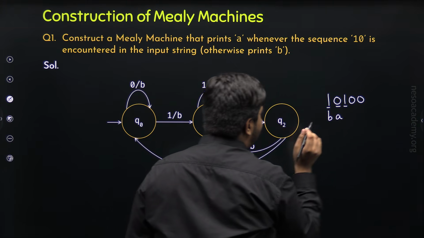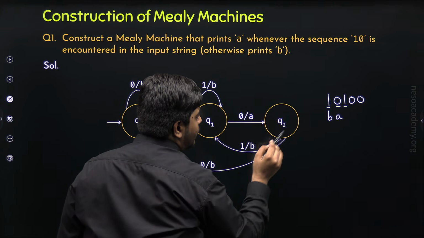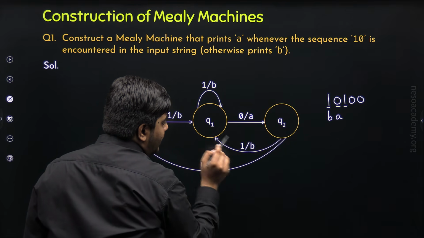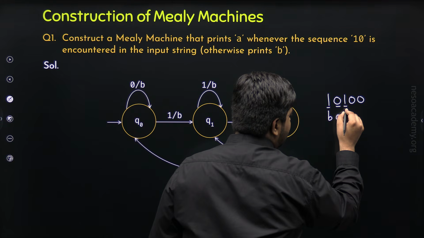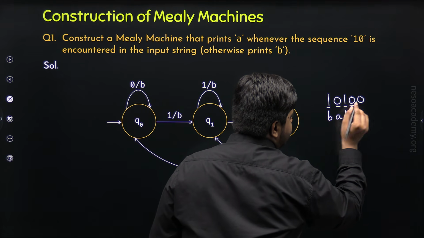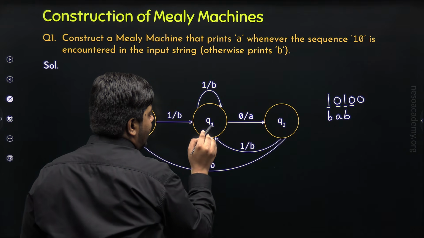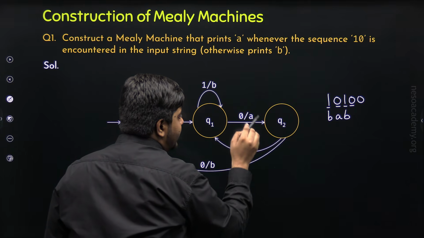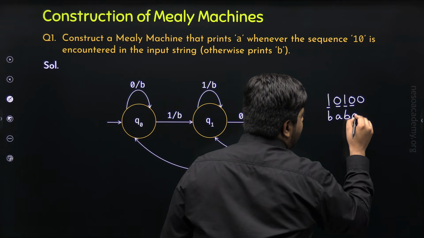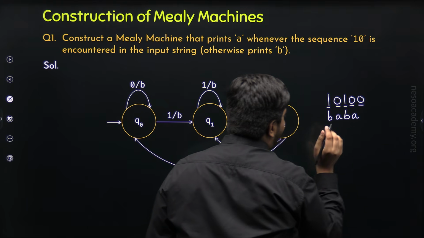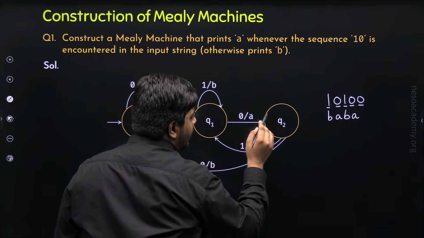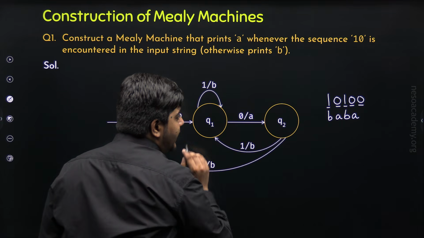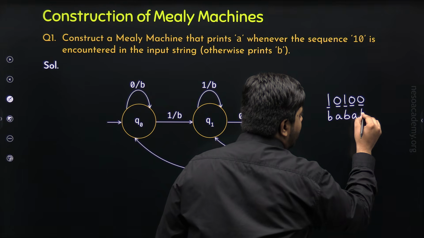Third input symbol is 1 and we are on the state Q2. So on getting input symbol 1, we will reach the state Q1 and the output is B. Now the next input symbol is 0 and we are on the state Q1. On getting 0, we will reach the state Q2 and the output is A again. Now the last input symbol is 0 and we are on the state Q2. Q2 on 0 gives Q0 and the output symbol is B. So here we will write B.